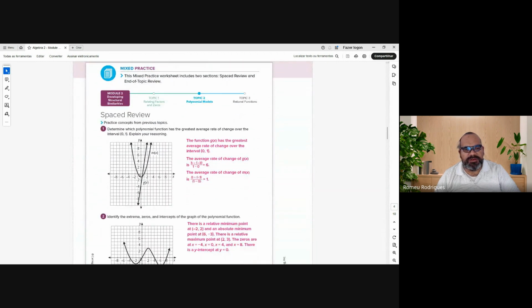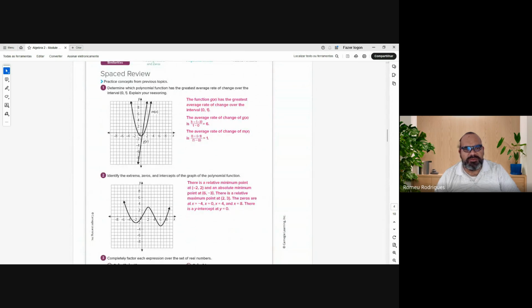Great. We're here, page 4. Page 4 also has some graphs. Determine which polynomial function has the greatest average rate of change. Just find the difference in the function and the range, and you'll see g of x, which is the line here, is bigger than the other one.